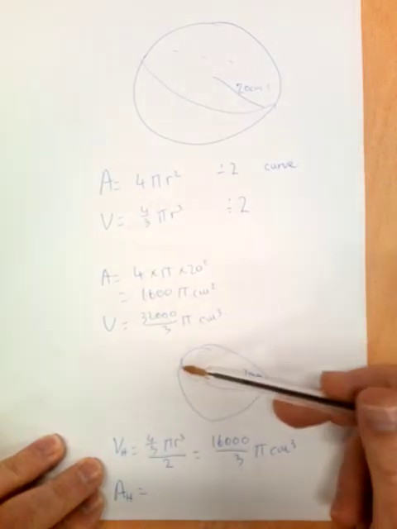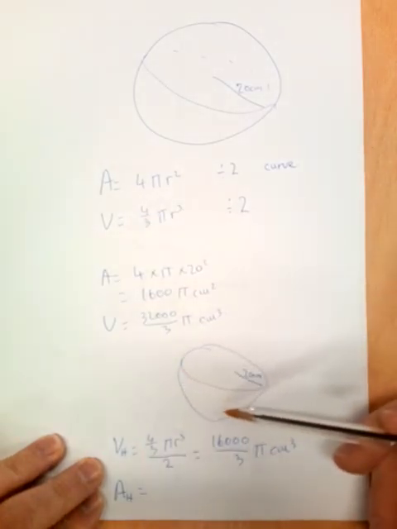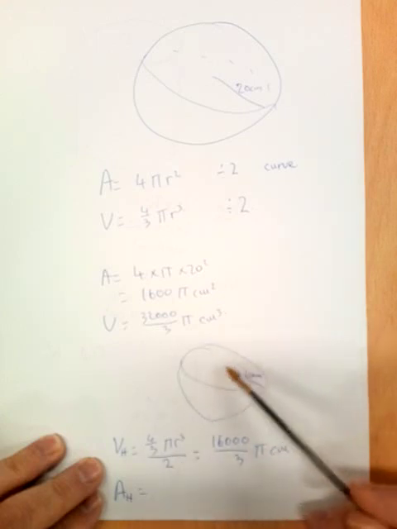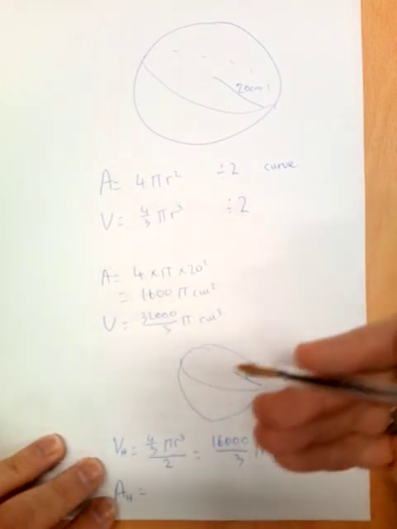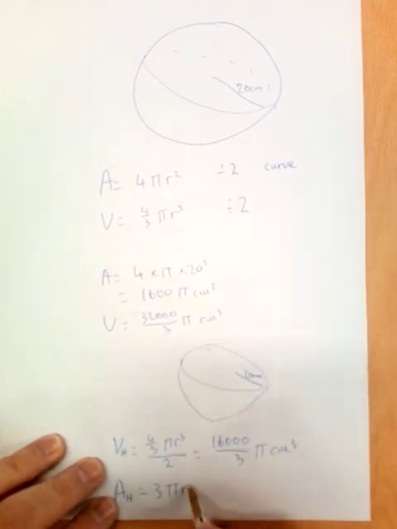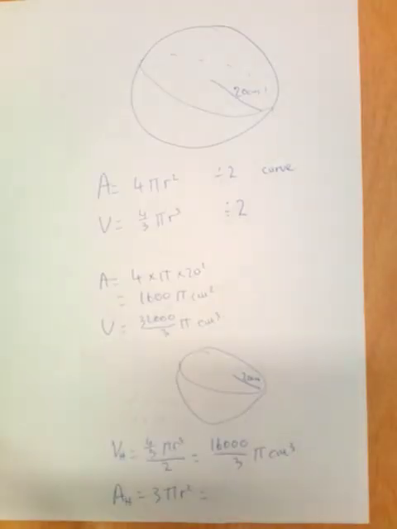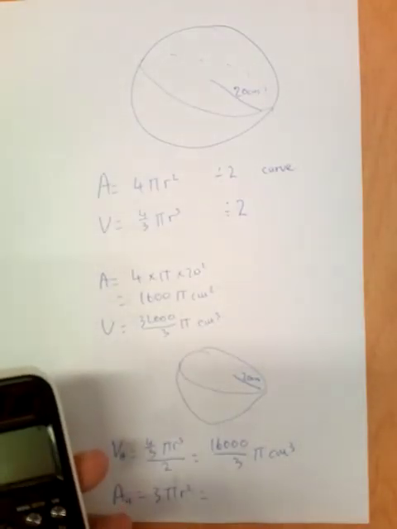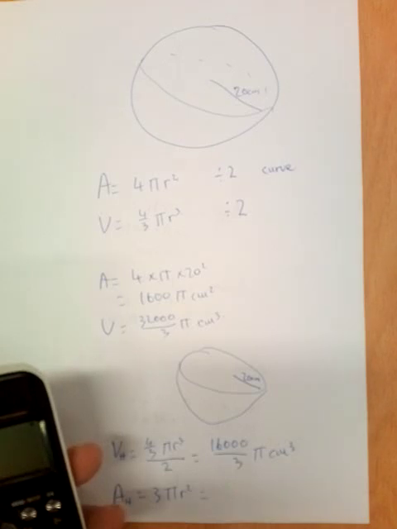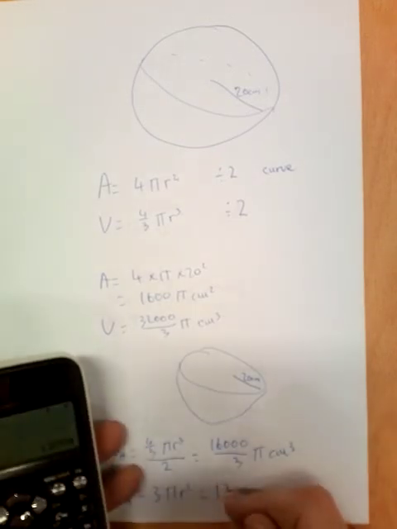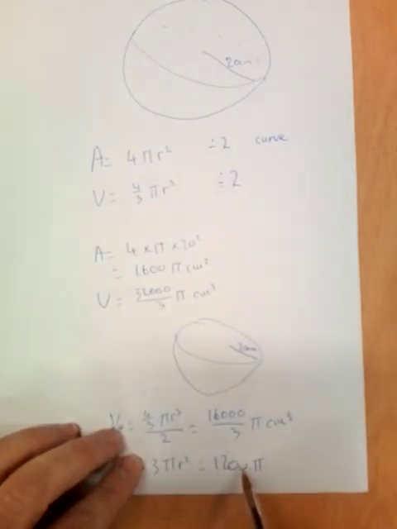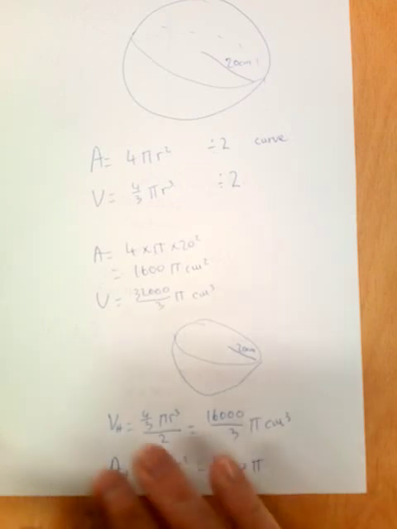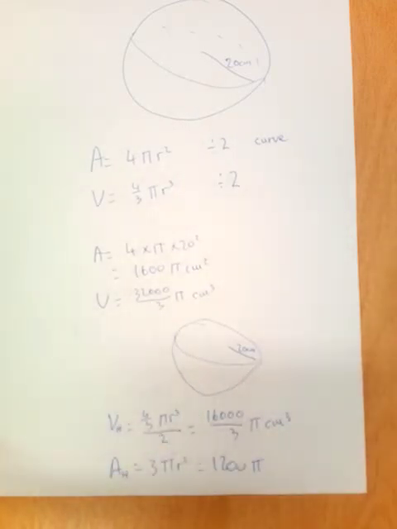Because this bit becomes half, the curved bit halves, but you add in an extra circle. Okay? So instead of being 2 pi r squared, you add in the extra circle, it becomes 3 pi r squared. So 3 pi r squared, 3 times pi times 20 squared, 1200 pi. So it gets a little bit more than what you think, because you're not just cutting it in half, you're adding a little bit extra in. Okay? So just be aware of that.